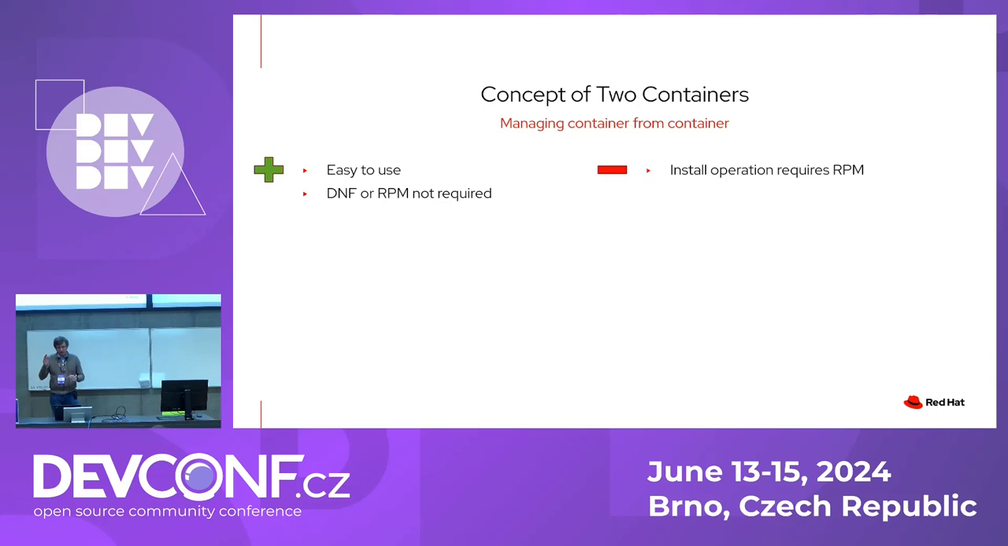There are similar pros as with the first example: it's quite easy to use, and you don't need DNF and RPM inside a container, with one exception. You need RPM inside the container to install things. This still requires having RPM inside, or you can use the procedure from the first step, where you mount and update from the host, but there is the same disadvantage.